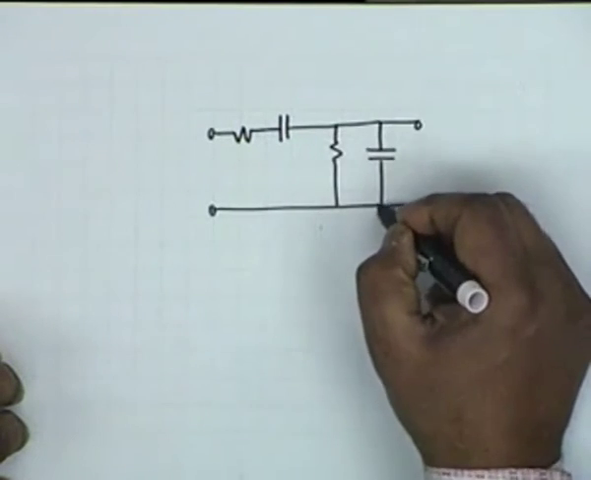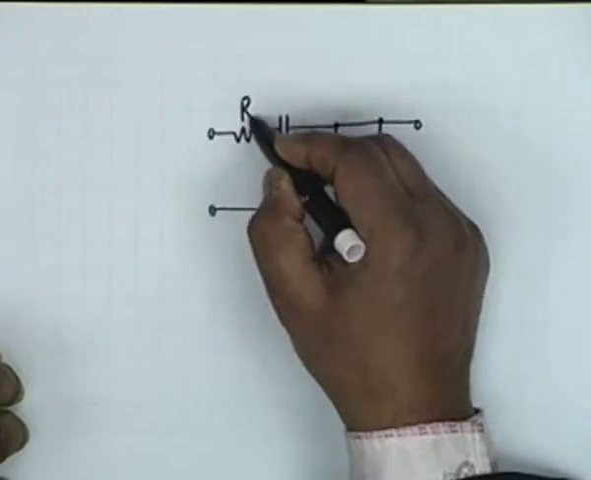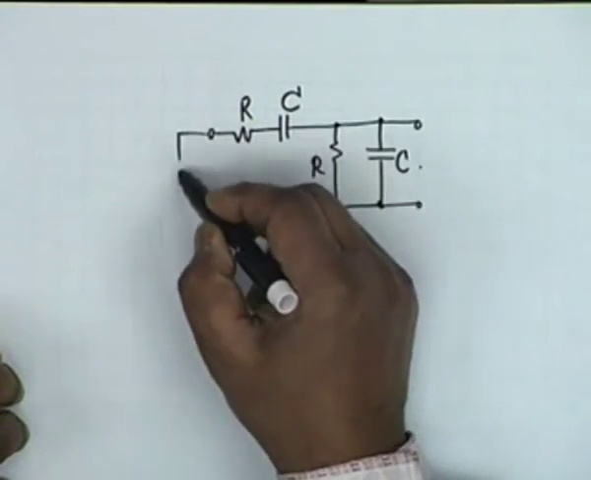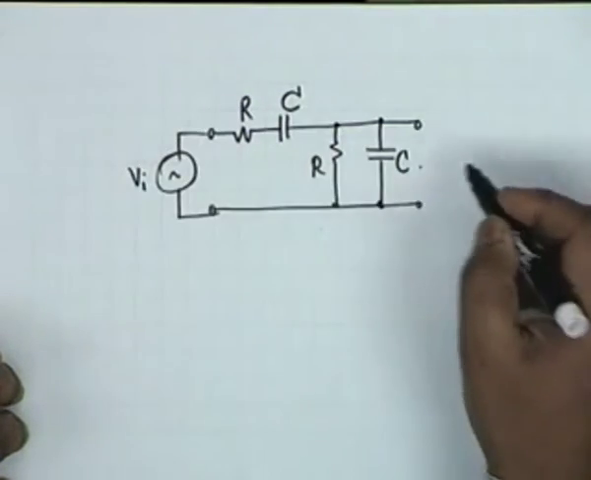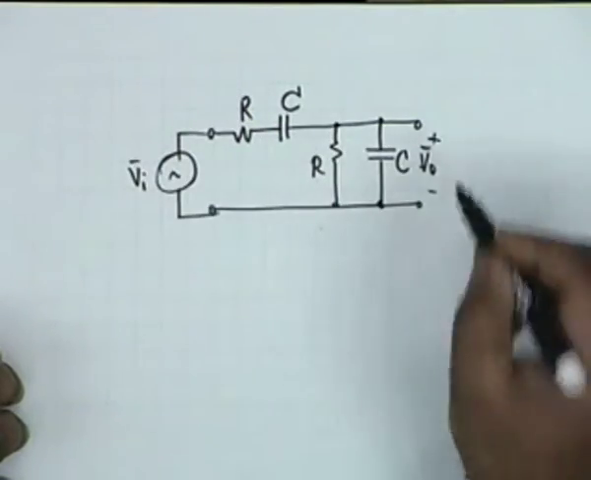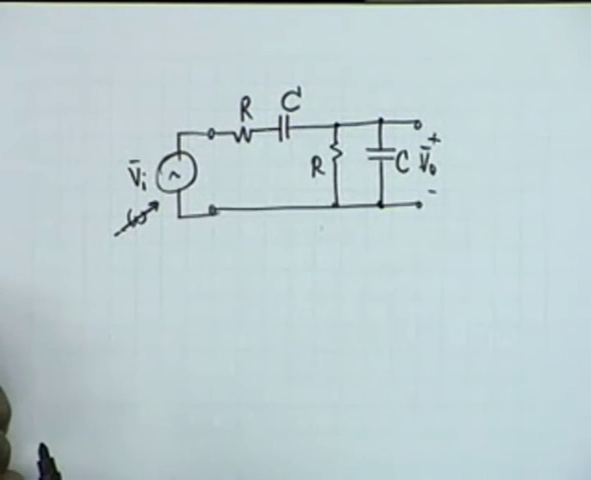Let us say, for simplicity, the resistances are equal and so are the capacitances. This is my input and this is my output V0. This is a phasor, this is a phasor, and the frequency of this source is variable. We wish to find out what kind of filtering this will achieve.